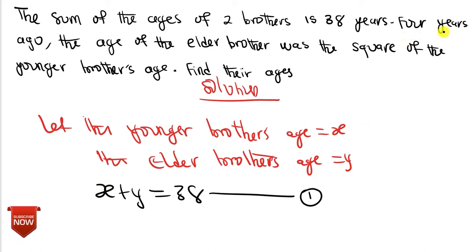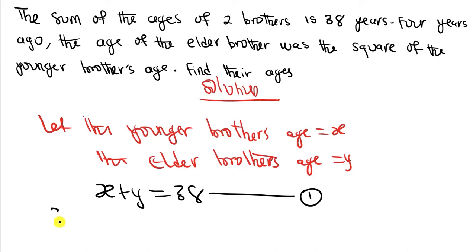It says that 4 years ago. Now, in word problems, anytime they give you these times, like 4 years ago or 5 years later, you have to determine the ages of the people in the question, their ages at those times. So the question is saying that 4 years ago, what was the younger brother's age? You have to determine their ages.